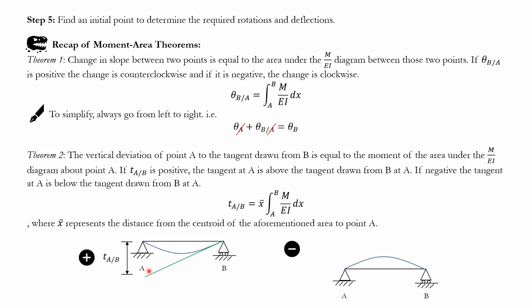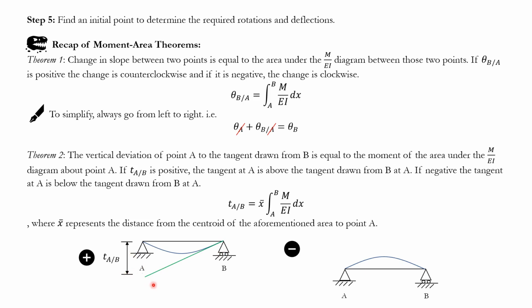And remember, previously I mentioned theta B with respect to A and theta A with respect to B are the same. But that is not the case for TA with respect to B. So TA with respect to B and TB with respect to A don't have to be equal, and in a majority of cases, they're not going to be equal. Okay? So again, this understanding is very important. TA with respect to B means deviation of point A with respect to the tangent drawn from point B. Okay?